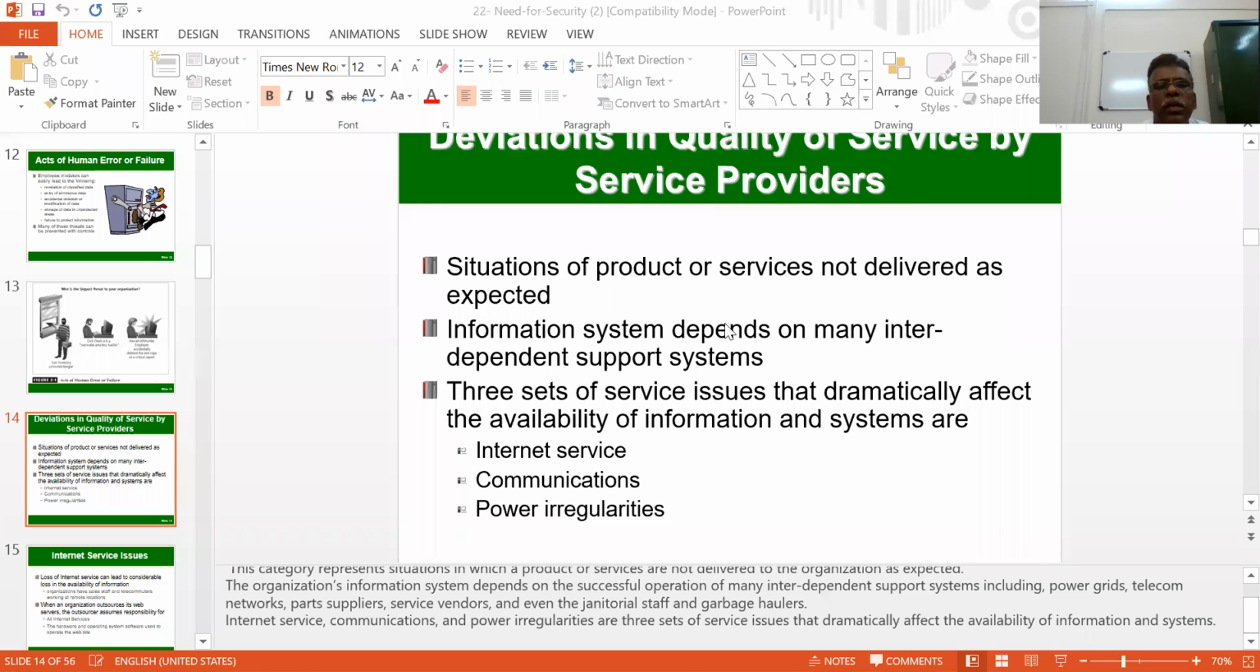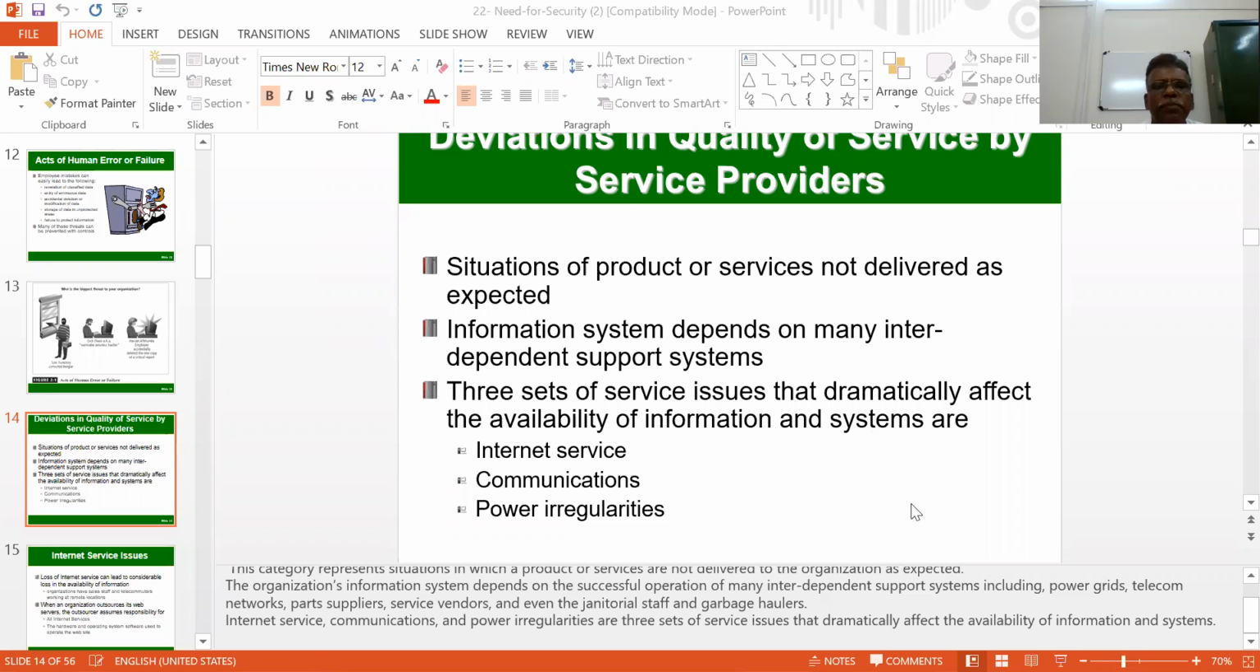Okay. One to another, there are three sets of service issues, especially from the internet service provider, communications, and power irregularities. We depend on MESCOM, but we can't directly feed MESCOM power as an input to the components of a tiny device, correct? You have to depend on uninterrupted power supplies. These irregularities are the problems. That's why products or services are not delivered in the expected manner and within the time domain.